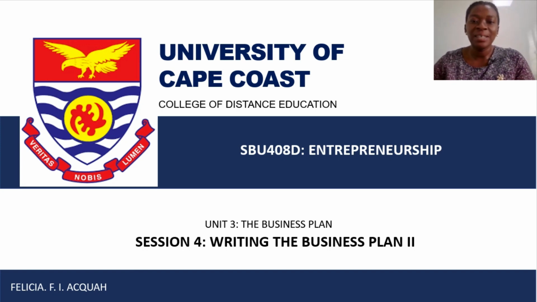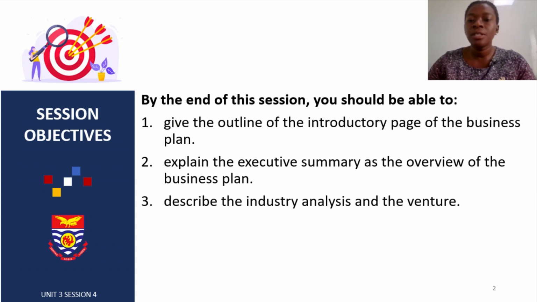We're going to look at the business plan, Unit 3. Specifically, we're going to look at Unit 4, writing the business plan. By the end of this session, you should be able to outline the introductory page of your business plan, explain the executive summary, which basically gives an overview of your business, and describe your industry very well in your industry analysis.